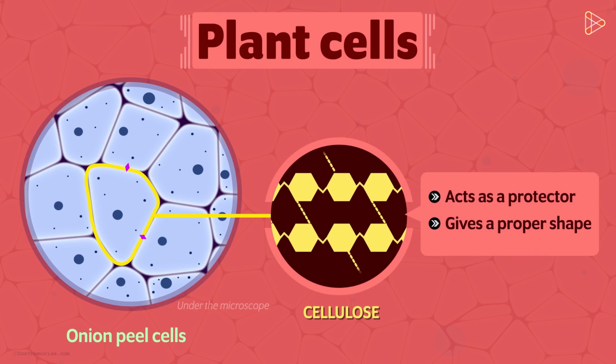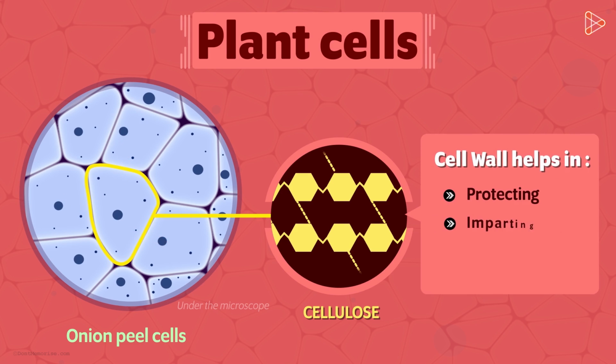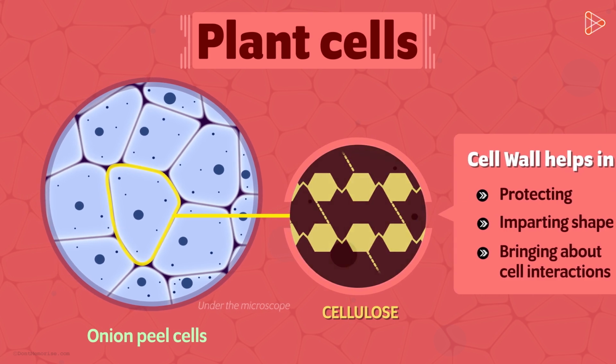It also helps in cell-to-cell interactions and provides a barrier to undesirable macromolecules. It protects, it gives shape to the cells, and it helps in cell-to-cell interactions. Clearly, the cell wall is a very important part of the plant cell structure.